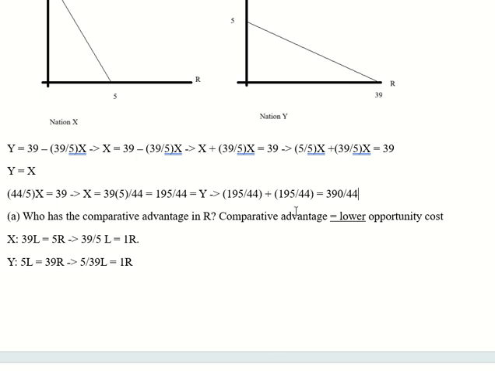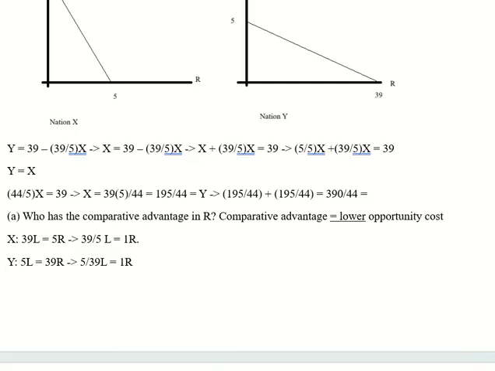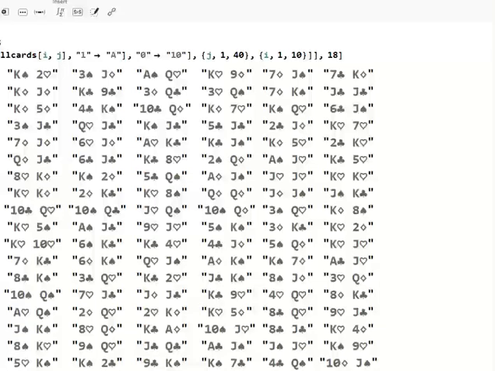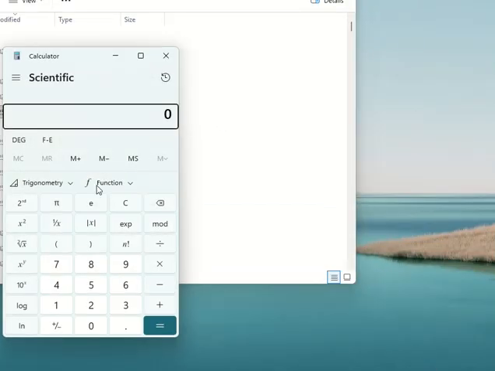And that equals, where is my calculator? That's not my calculator. Hang on. There we go.